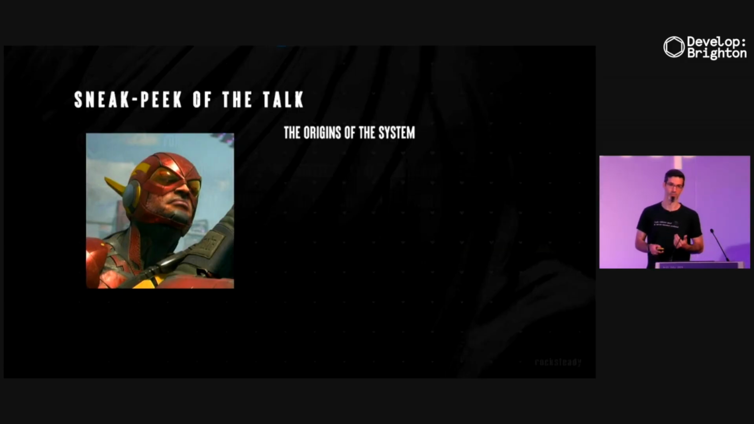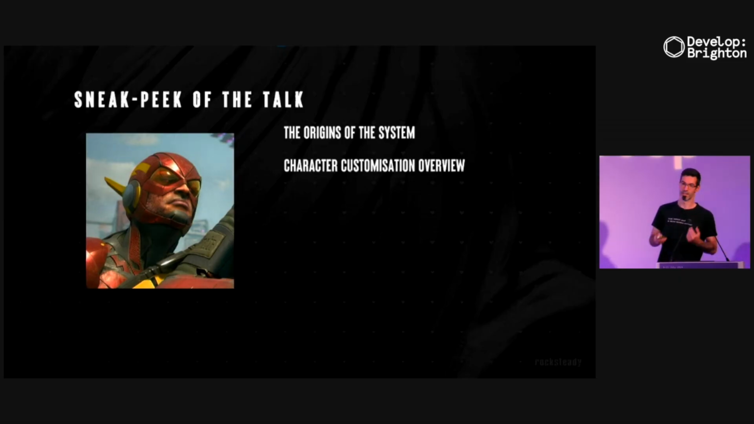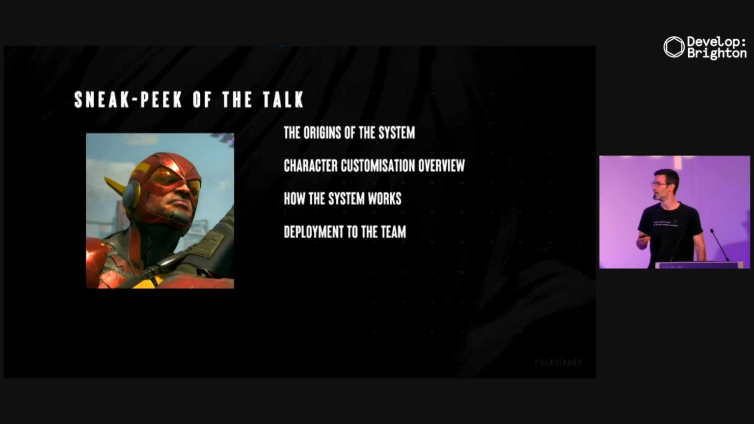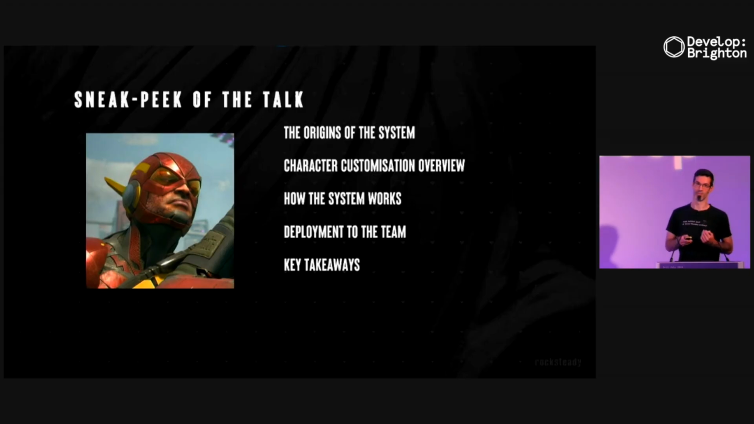I'm going to start talking about the origins of the system, what motivated the change in the texturing pipeline. Then I'm going to have a brief overview of the character customization options that we have. Then I'm going to start talking about how the system actually works, and what happened when we deployed it to a team. I'm going to finish with some key takeaways of what worked great and what didn't work so great. And finally, if there is time, there'll be some questions. There'll be time for questions, hopefully.